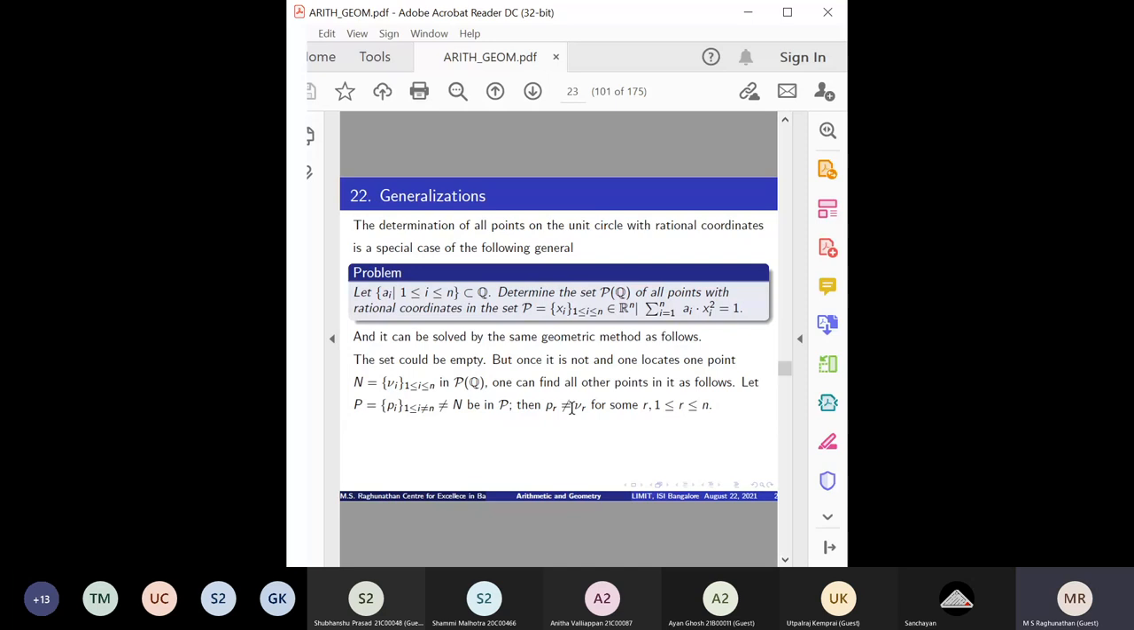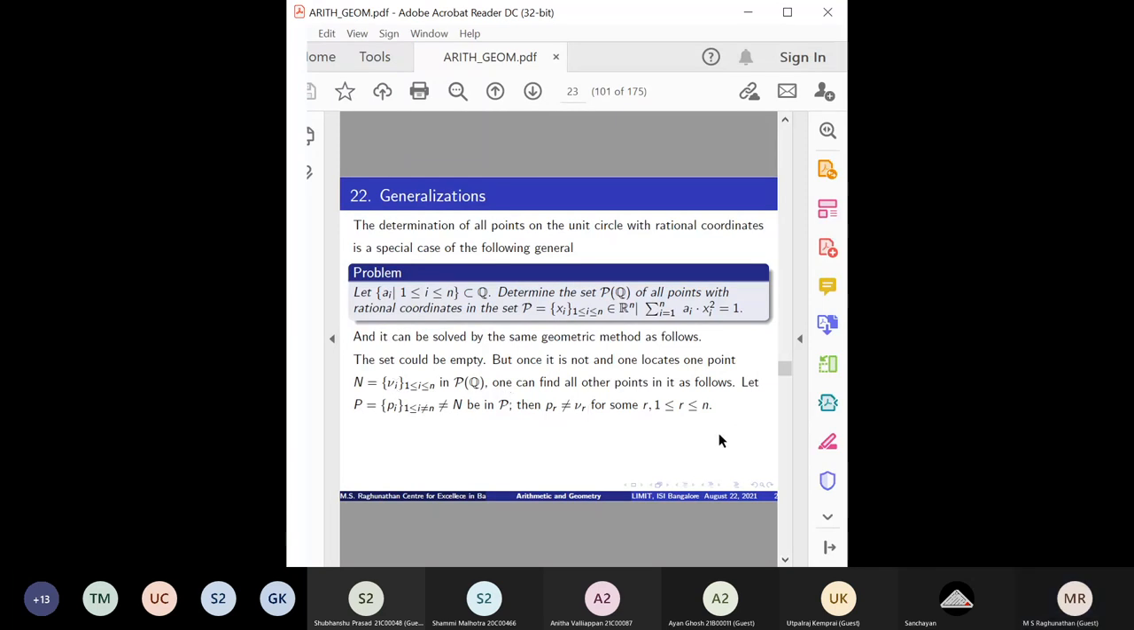I locate the point n, and the idea is this. You start with the point n with coordinates n_i, and if you take some other point P which is different from n, at least one coordinate will be different from the corresponding coordinate of n, that is, P_r will not be equal to n_r.